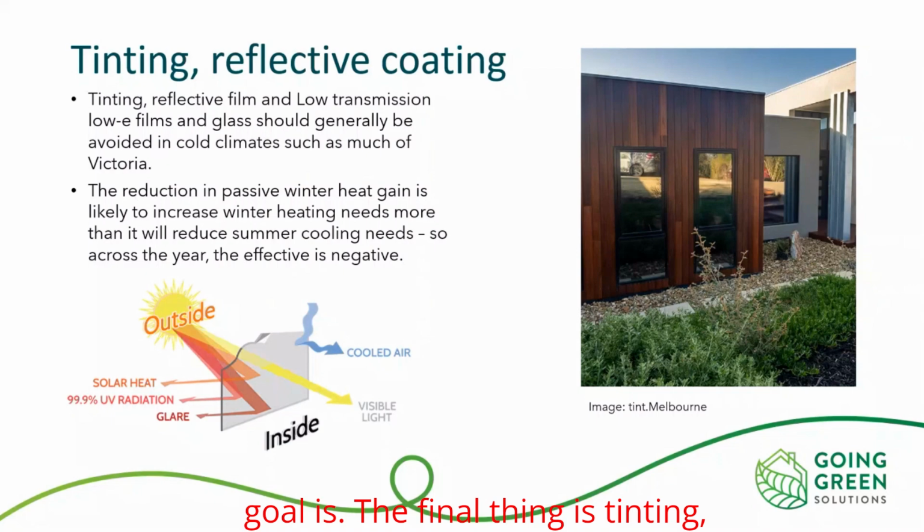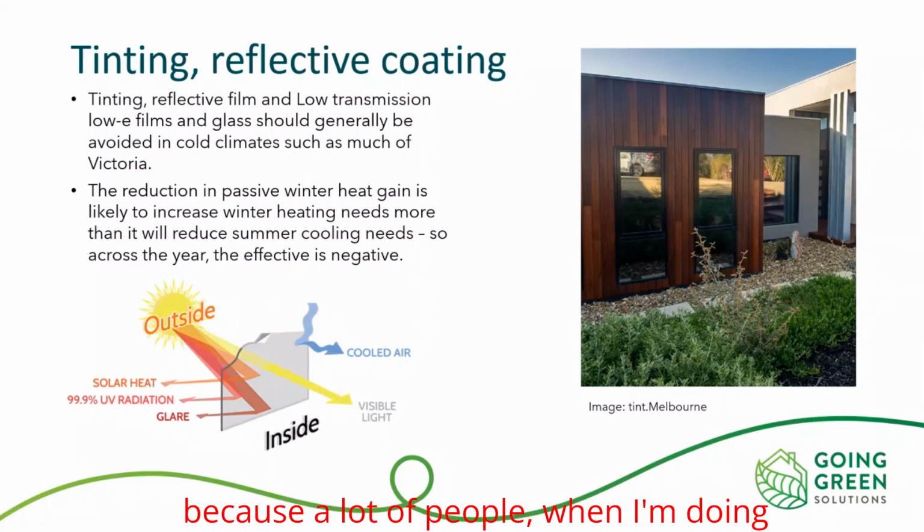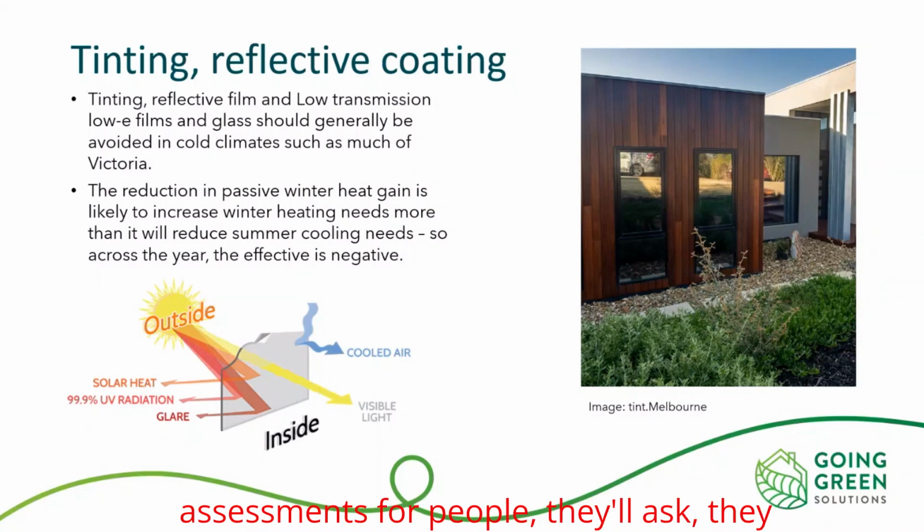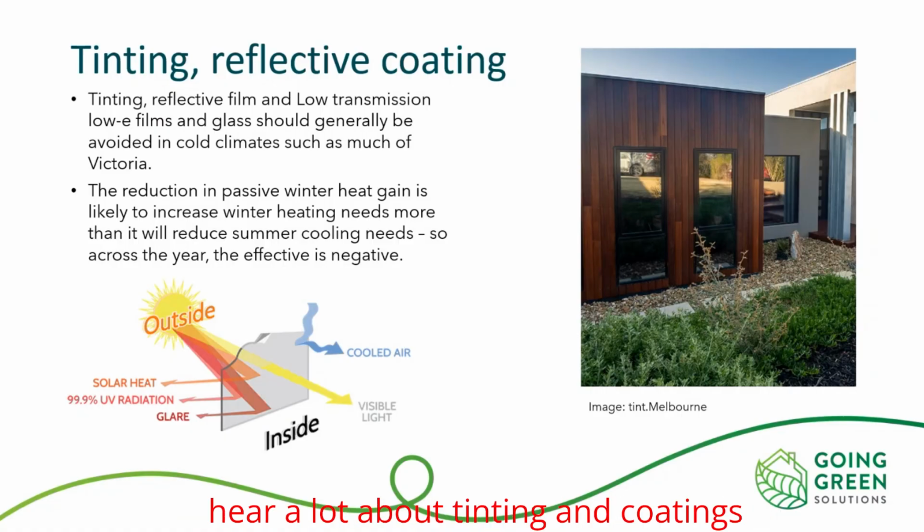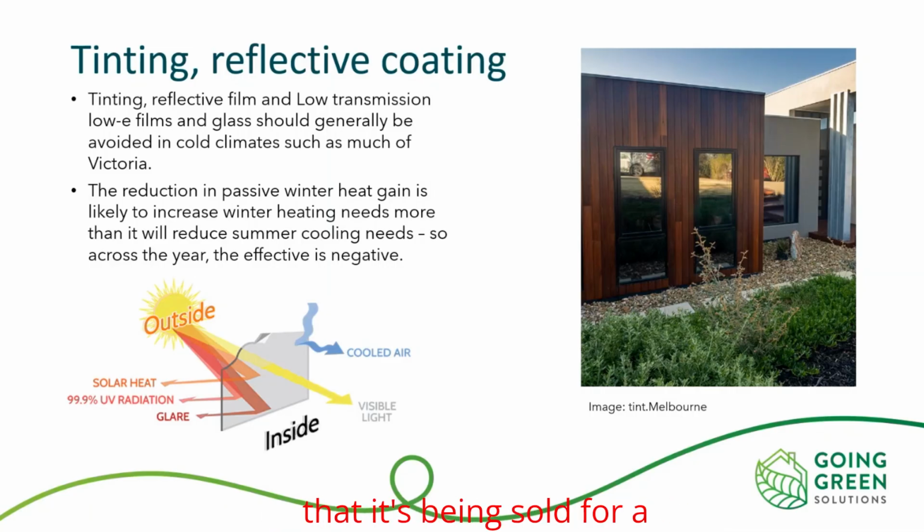The final thing is tinting, because a lot of people, when I'm doing assessments for people, they hear a lot about tinting and coatings that go directly onto the glass. And my response is always that they can be good, but there's such a huge range of coatings and they do all sorts of different things. So you really need to know what it is that it's being sold for.